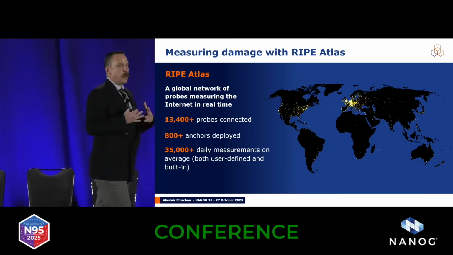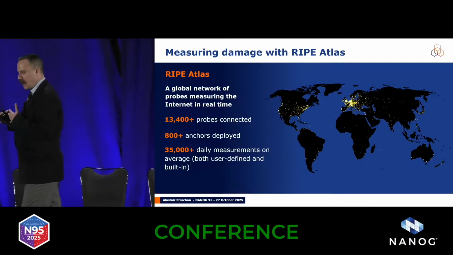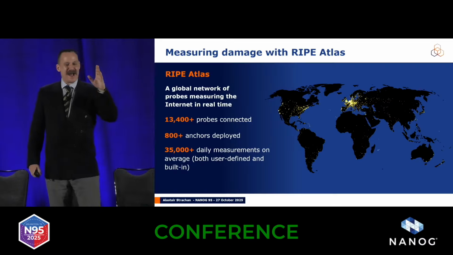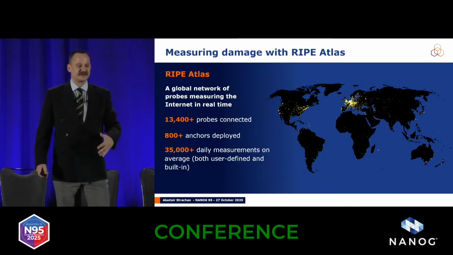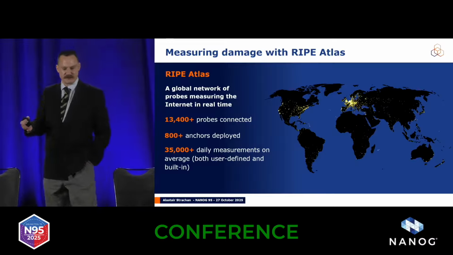So where do we get the data that we use for things like this? I can't see anyone, but I'm guessing at least some people here have heard of RIPE Atlas. RIPE Atlas is the RIPE NCC's global network of measurement devices.